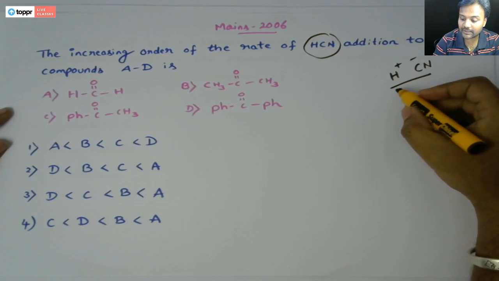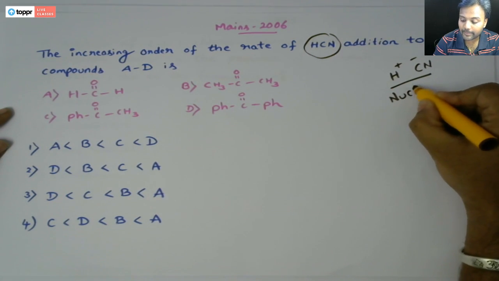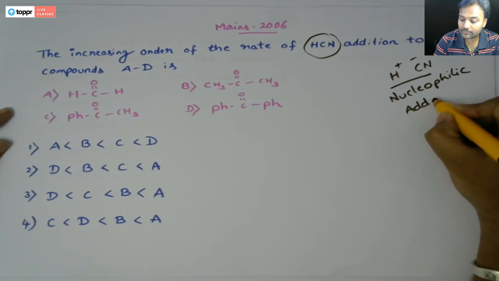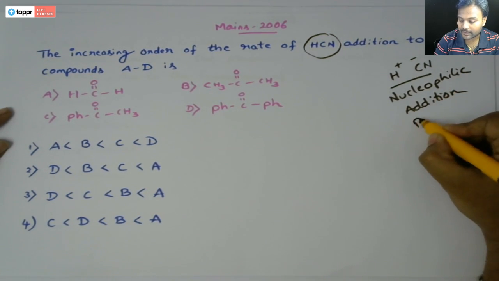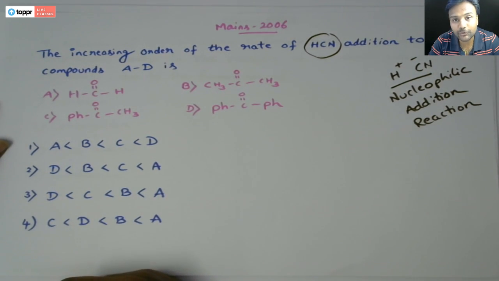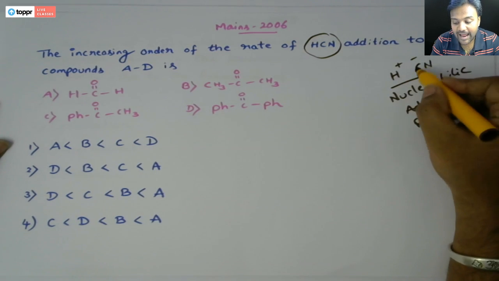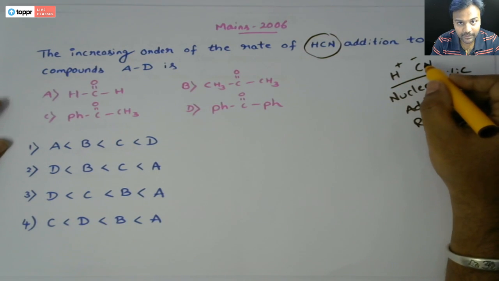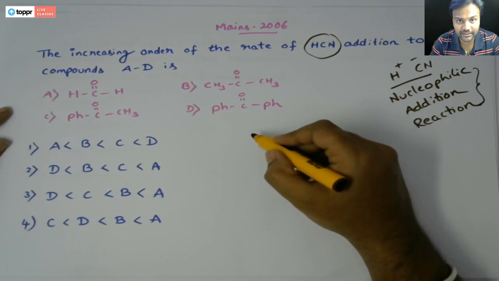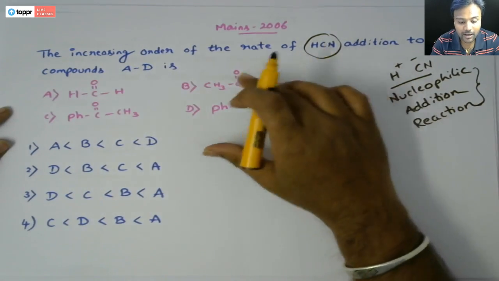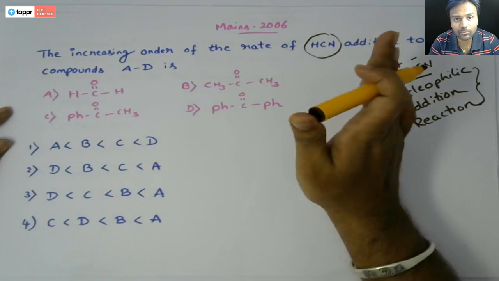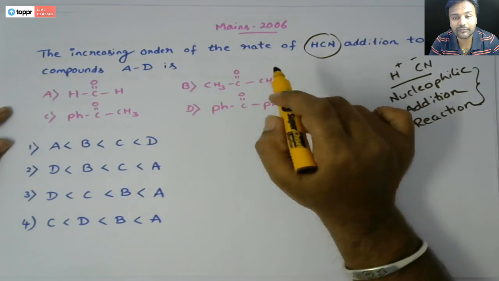What is this reaction basically? This reaction is a nucleophilic addition reaction. It means whenever you are adding a nucleophile to the electrophile, there is a possibility of an addition reaction taking place. Now you have 4 options over here. Among these, which reacts faster to this reagent? So you need to arrange them in the increasing order of their reactivity.